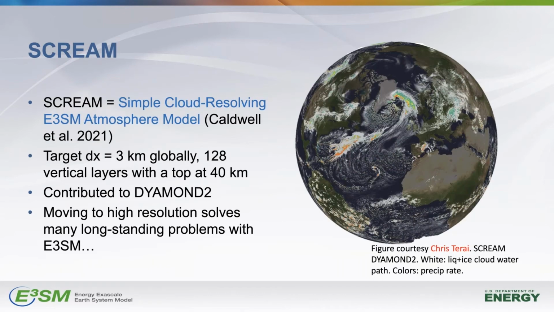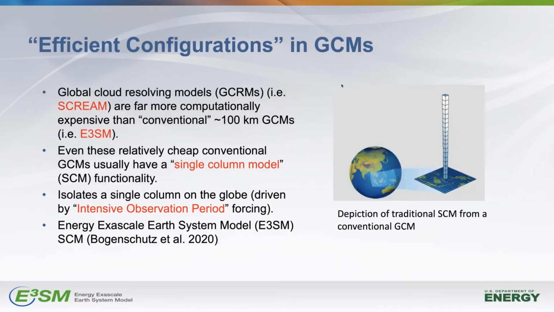Now, in case you are new to the E3SM project or have been in a coma for the past 3 years, I'd like to briefly introduce the SCREAM model. SCREAM stands for Simple Cloud Resolving E3SM Atmosphere Model and is documented in the recent overview paper by Peter Caldwell. It is a global cloud resolving model with horizontal resolution of approximately 3 kilometers and 128 vertical levels. What Peter Caldwell concludes in his overview paper of SCREAM V0 is that moving to high resolution solves many long-standing problems associated with E3SM and traditional GCMs in general.